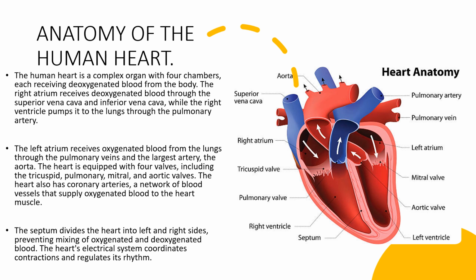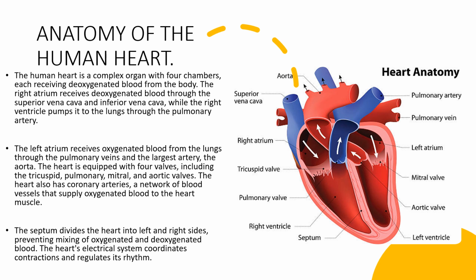So, basically, before I explain the function of these structures, you have to keep one thing in mind. The right side of the heart deals with the deoxygenated blood. Whenever you think about the heart, divide it into two parts, the right and left. The right side of the heart deals with the deoxygenated blood, and the left side of the heart handles the oxygenated blood, because as we all know, the left side of the heart, or the left ventricle, is responsible for pumping the blood to the rest of the body, and the blood will obviously be oxygenated. So the right side handles the deoxygenated and the left side the oxygenated blood. The human heart is a complex organ with four chambers, each receiving the blood from the body.